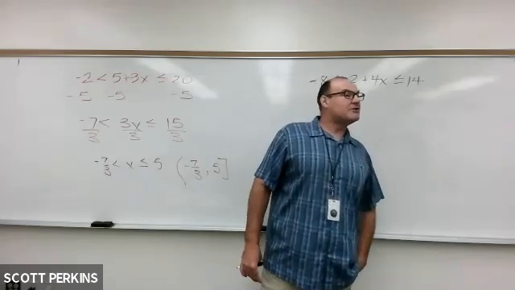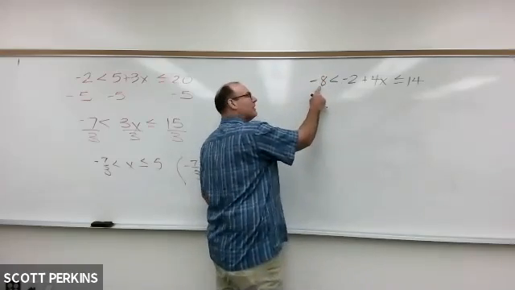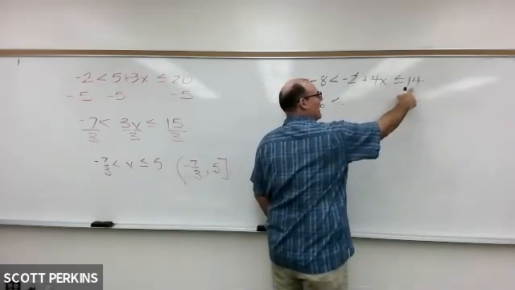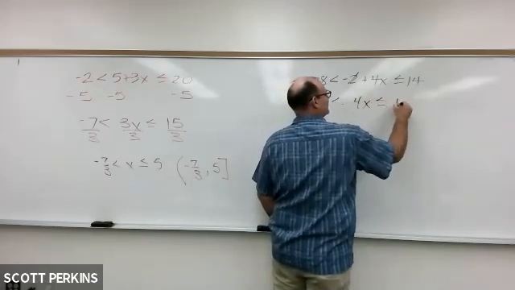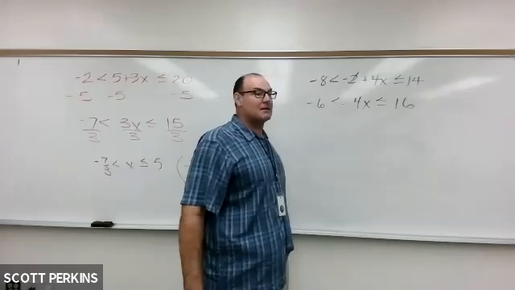What's the first thing I'm going to do to all 3 sides of this inequality? Perfect. So when I add 2 over here, I get -6. When I add 2 here, that cancels. When I add 2 here, I get 16. Are we all on the same page still? What am I going to do second?